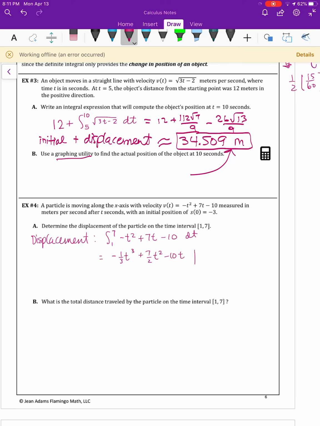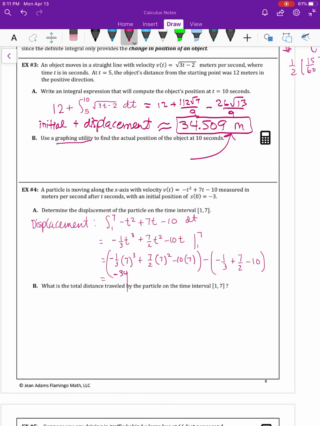So if we do that, we've got negative 1/3 t cubed plus 7/2 t squared minus 10t from 1 to 7. Negative 1/3 times 7 cubed plus 7/2 times 7 squared minus 10 times 7. And then minus, now if I put a 1 in, I'm going to get negative 1/3. If I put a 1 in there, the next one I get positive 7/2. And if I put a 1 into the next one, I get negative 10.